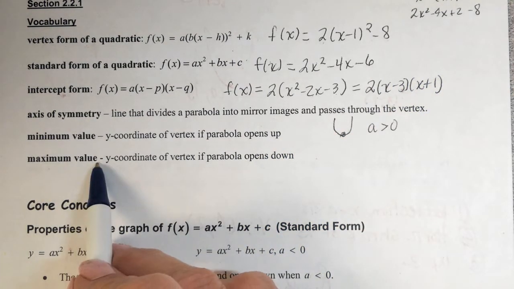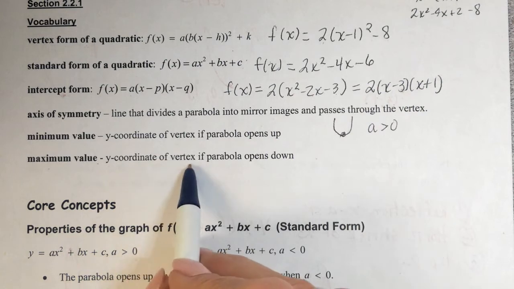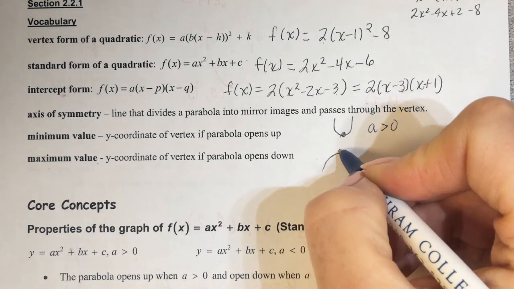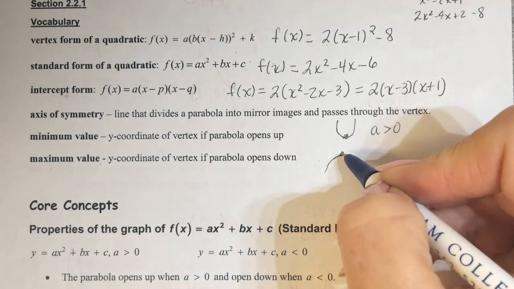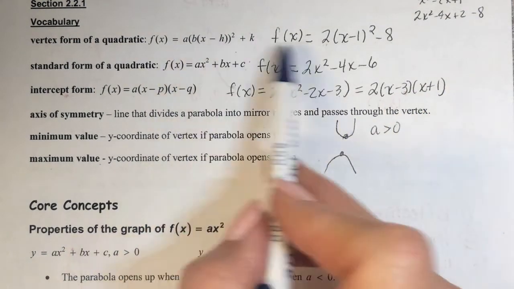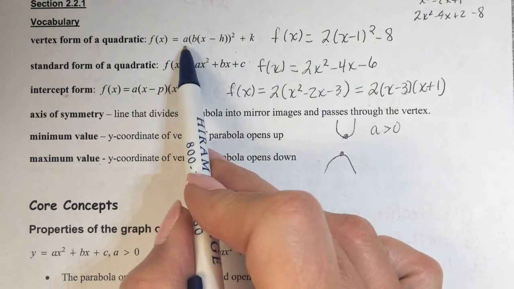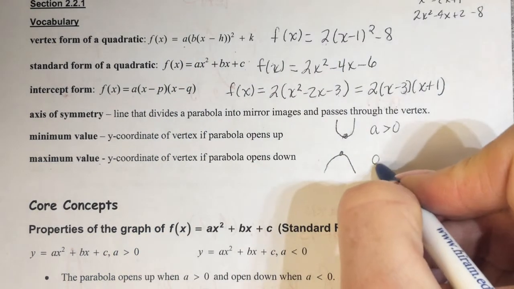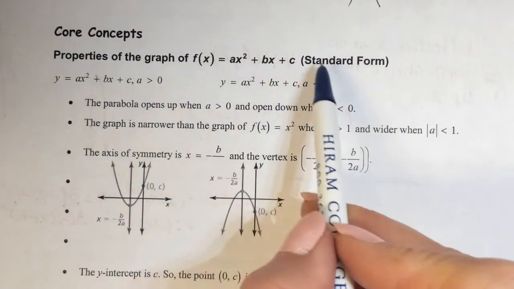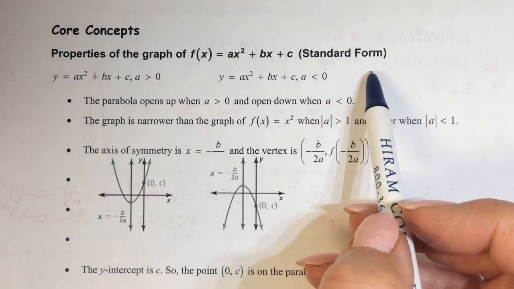So the minimum value is going to be the y-coordinate of the vertex. If the parabola opens down, then this is going to be the maximum value. And what forces that parabola to open down, what would be true of that a value? Right. Okay, so let's look at some properties here when we have standard form.